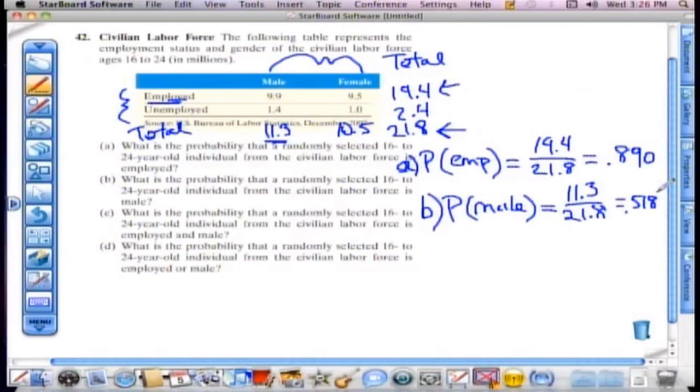So 51.8% of the civilian labor force is male. 89% is employed. Okay. This had to be a while ago, huh? Part C is what's the probability that they're employed and male? Employed and male.